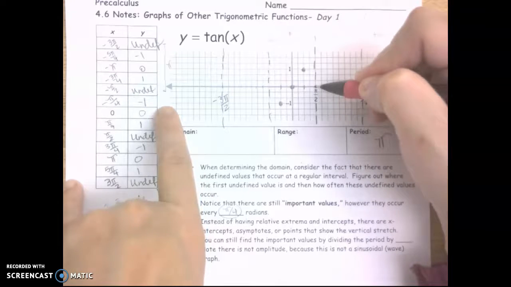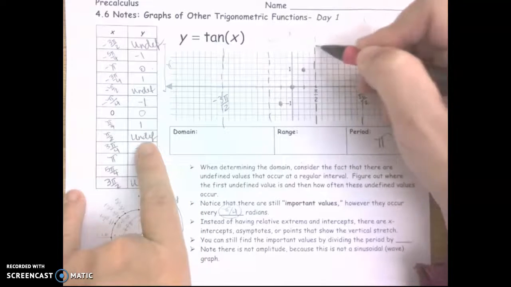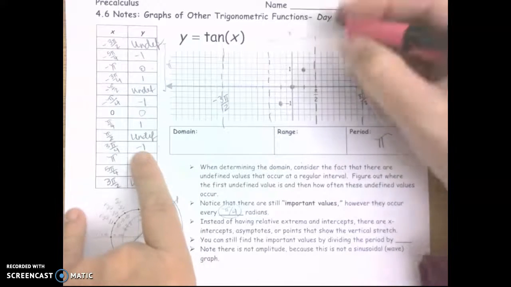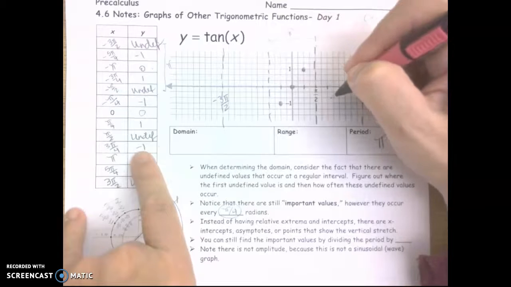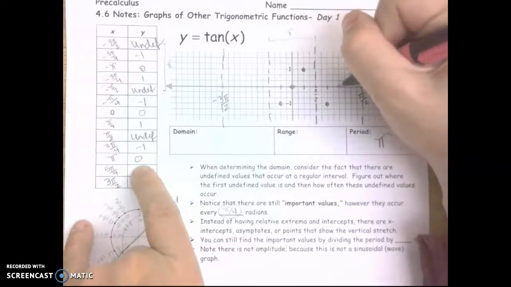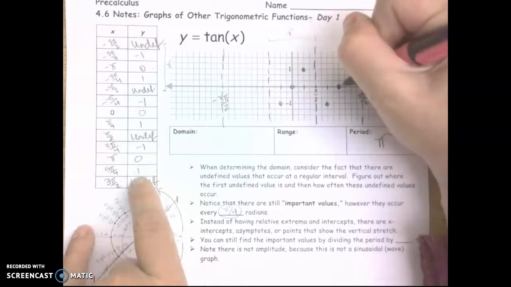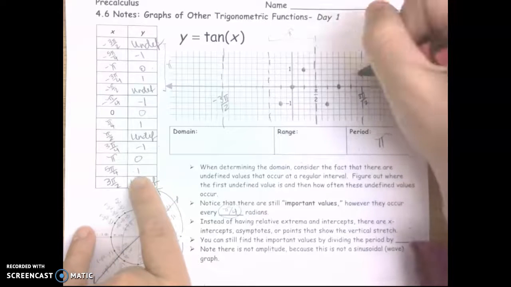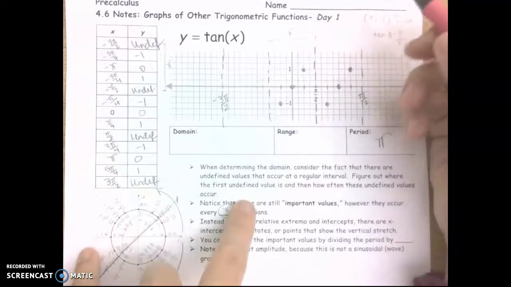If I continue to move forward, at pi over 2 it's undefined. At 3 pi over 4 I am at negative 1. At pi I'm at 0. And at 5 pi over 4 I'm at positive 1 and back to undefined.